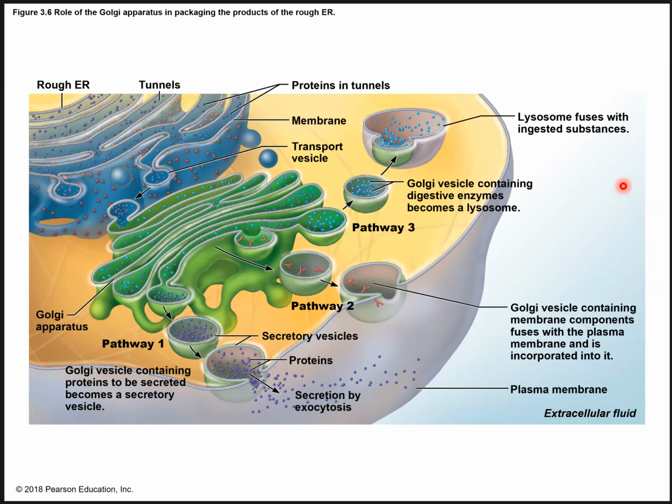So once these molecules are digested, the lysosomes maybe fuse with the plasma membrane and spit out all the digested substances, or if they're like amino acids which can be reused by the cell, they may go back and be released into the cell to be reused by the cell.